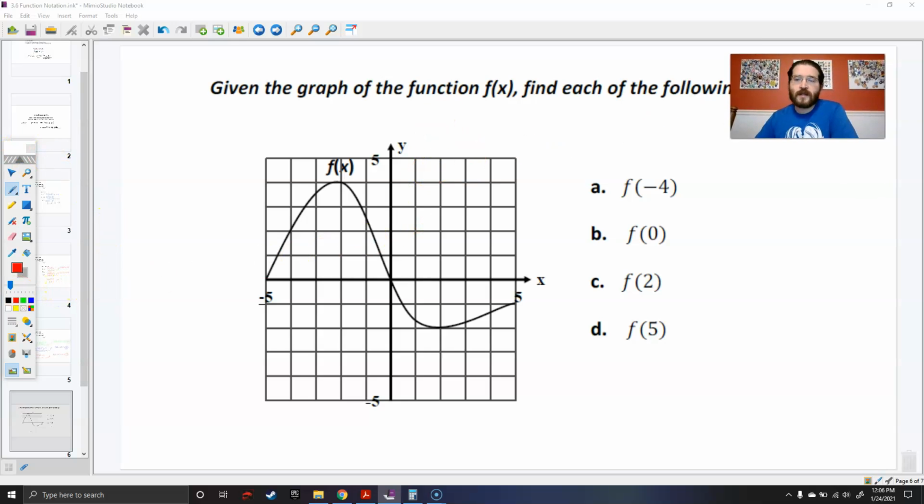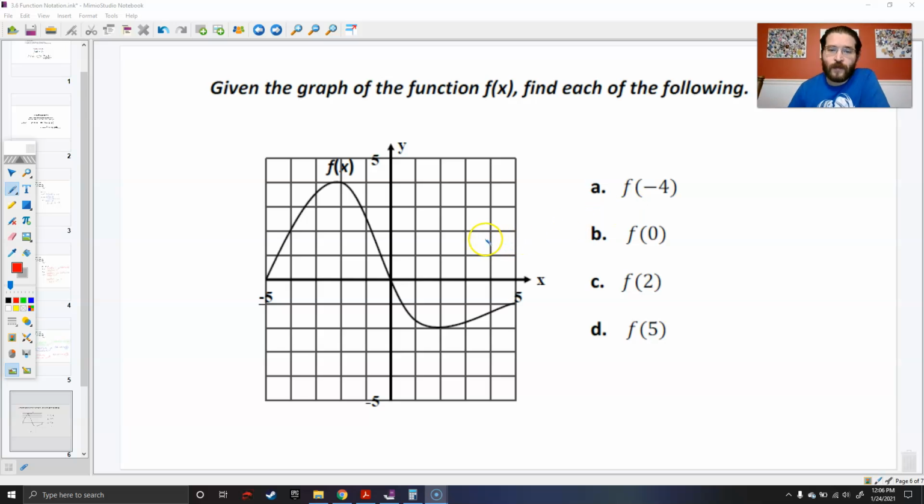All right. So let's say we're given a graph, right? This makes the process so much easier. So this is f of negative 4. Think of that as our x, right? So when x is negative 4, where is our y value? So we go 1, 2, 3, 4, and then we find it right here. So our y value is going to be positive 2.